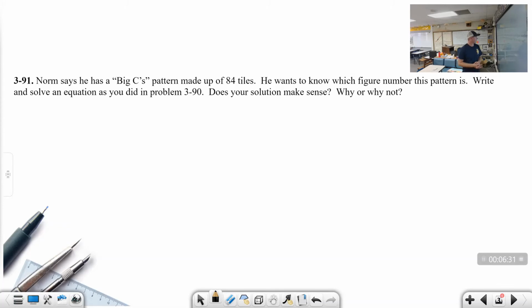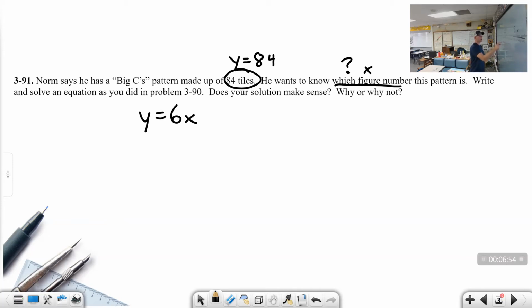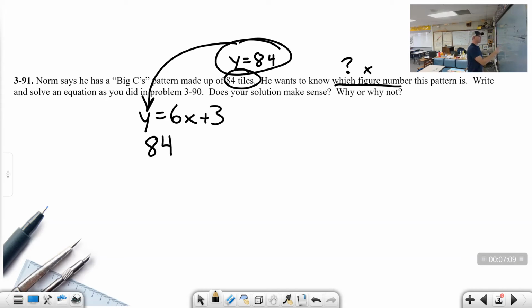Problem 91. Norm says he has a Big C pattern made up of 84 tiles. Remember, tiles is a y thing. Which figure number? Question mark x. When you read language arts, you need to translate that into math. So here we go. y equals 6x plus 3. We're using the same rule because it's the same Big C problem. We take this 84 in for y. 84 equals 6x plus 3.